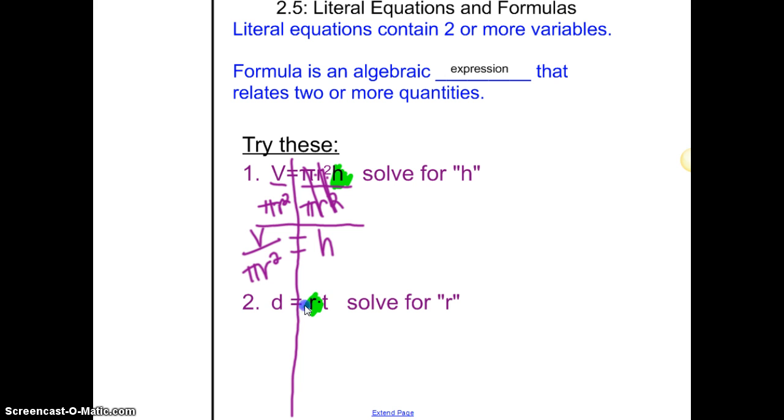How about this one? Do you remember your dirt triangle? D, distance, equals rate times time. So if you want r, then I would just cover up the r, so d divided by t. Look at, I just divide by t. So these hopefully won't be hugely yucky. It's just going through the same process. You just don't get a number answer.